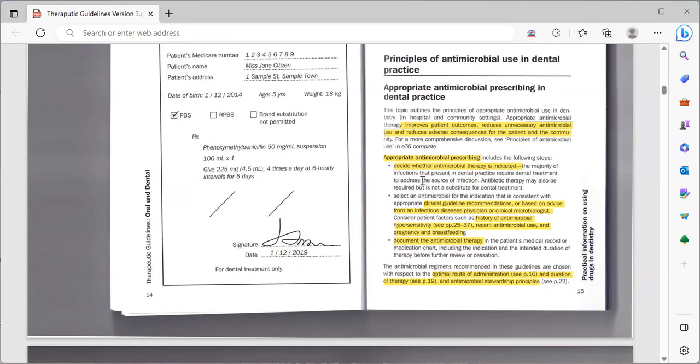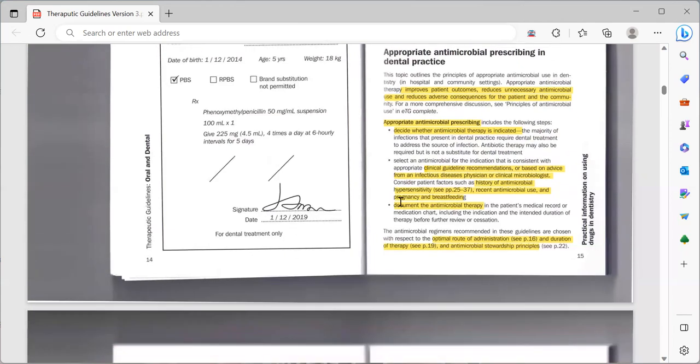The majority of infections that present in dental practice require only dental treatment to address. Like if the patient only has a localized infection, then you should not be prescribing an antibiotic, because the best thing, as they have told us in the previous pages, to help with any dental infection or any dental pain is active dental treatment. Antibiotic therapy may also be required but is not a substitute for dental treatment.